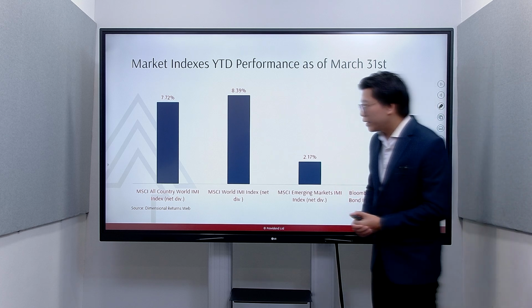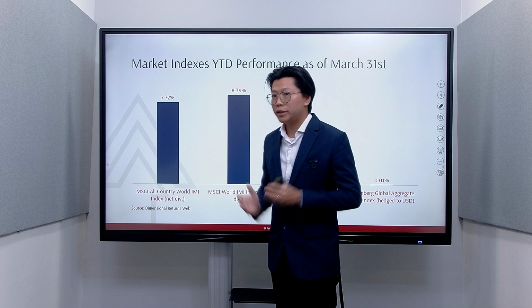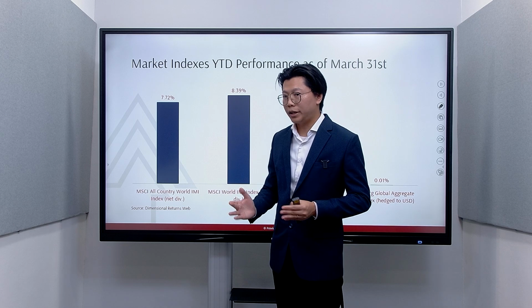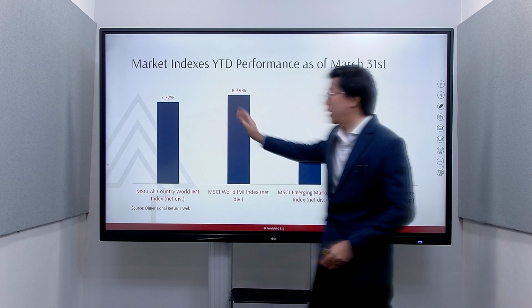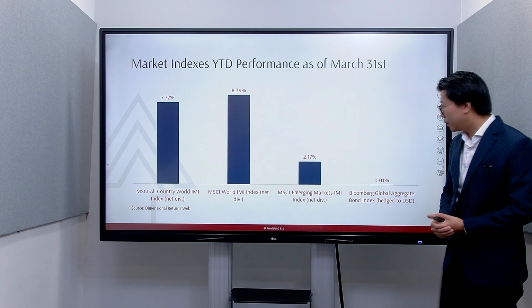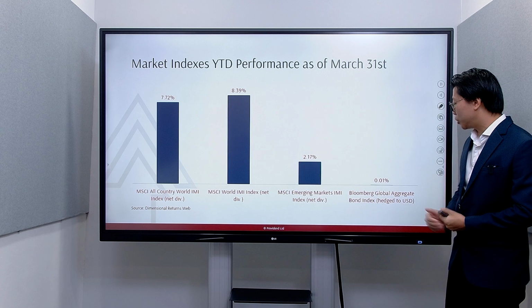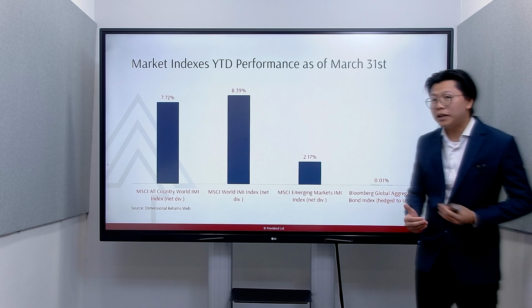Now, as a result, the MSCI All Country World, which has a 90% developed market allocation and 10% in emerging market, is slightly lesser than the MSCI World. Now, if we look at the Bloomberg Global Aggregate Bond Index, it barely moved.